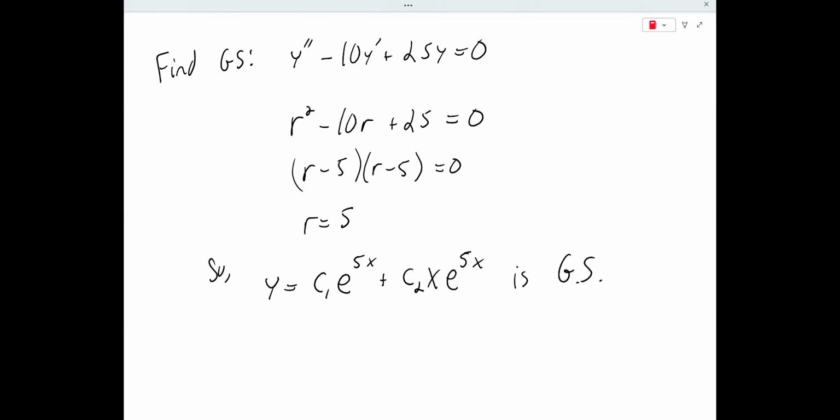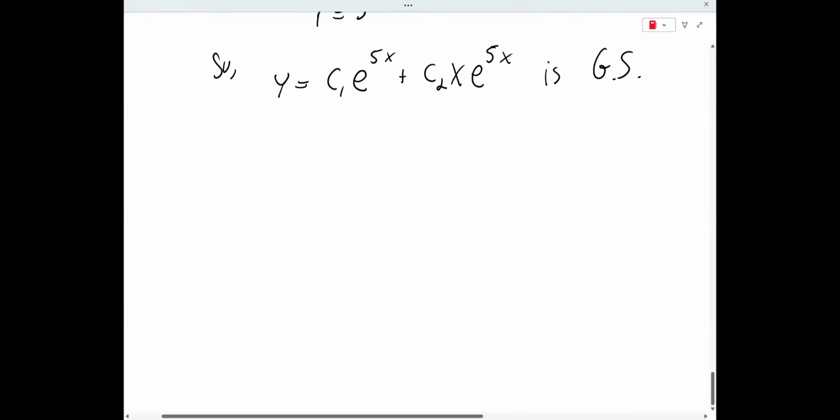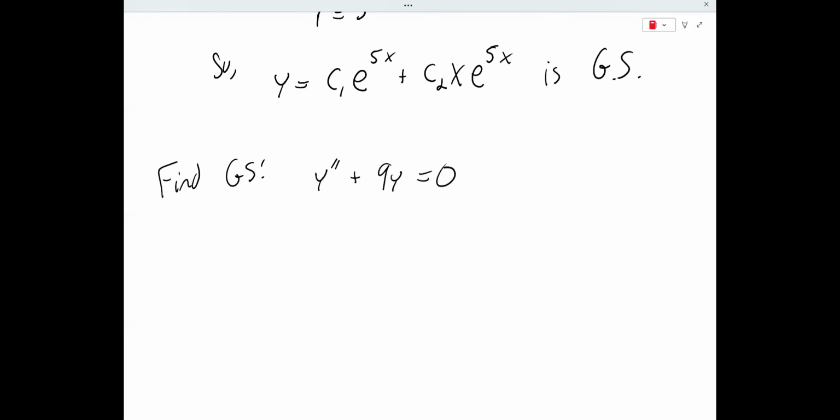All right, let's see here. Next then. Oh, let me turn the page there. Okay, on to the next one here. Let's try this. Find general solution. So say y double prime plus 9y equals 0. So next up here.